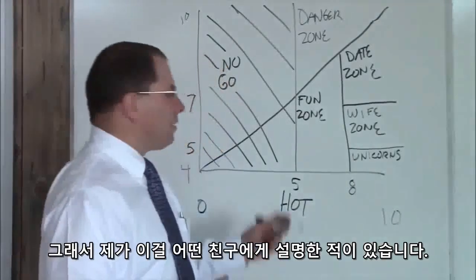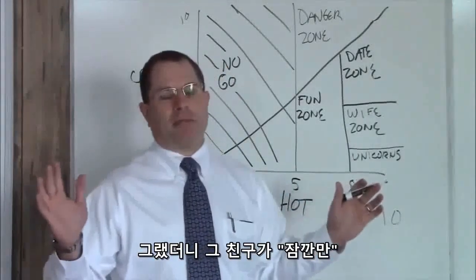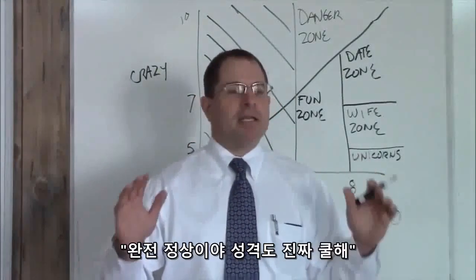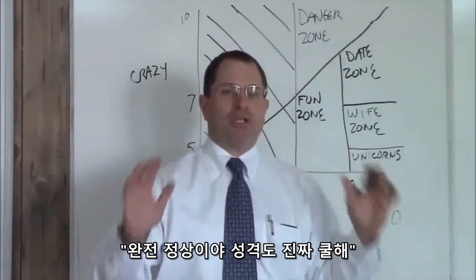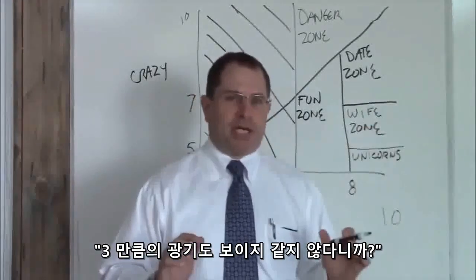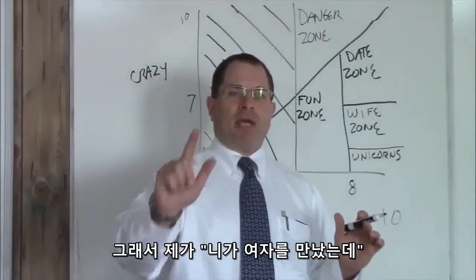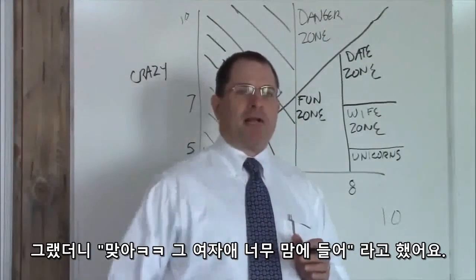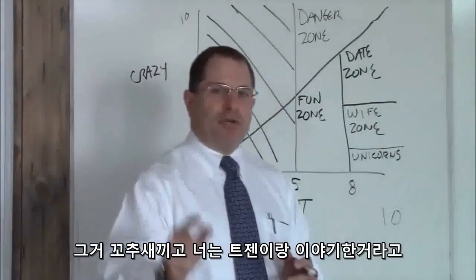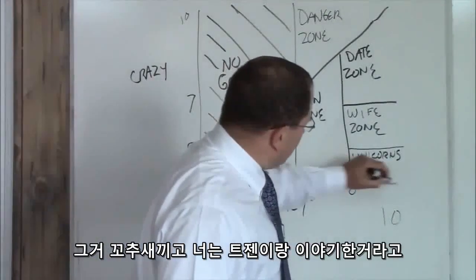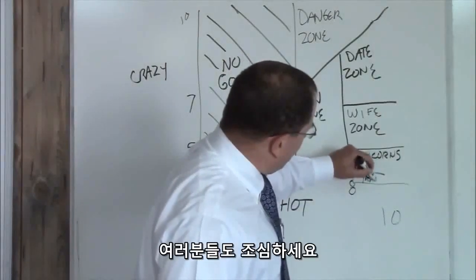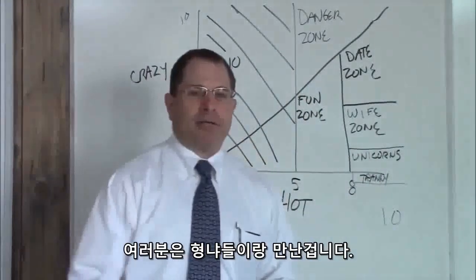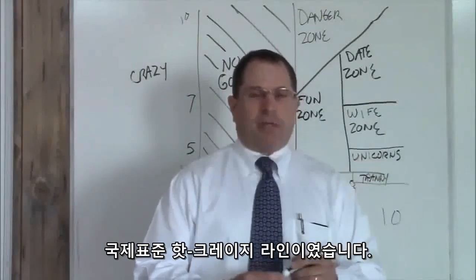Okay? So I was explaining this to a guy one time, and he said, wait a minute. I met this girl, and she's like smoking hot. She's like at least a 9, and she's chill. She's totally cool. She's like not even a 3 crazy. I said, you're telling me you've met a girl, she's a 9 hot, and she's like a 2 or a 3 crazy? He said, yeah, man, I like her a lot. I said, you should be careful. That's a dude. You're talking to a tranny. So you got to be careful because down here below a 4 crazy and above an 8 hot, you're probably talking to a dude. That is the universal hot-crazy matrix.